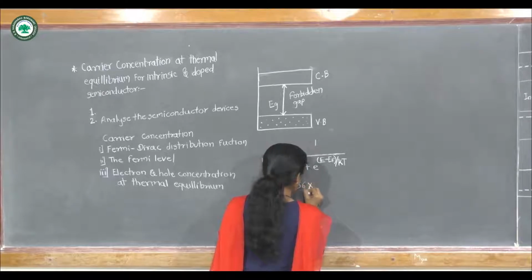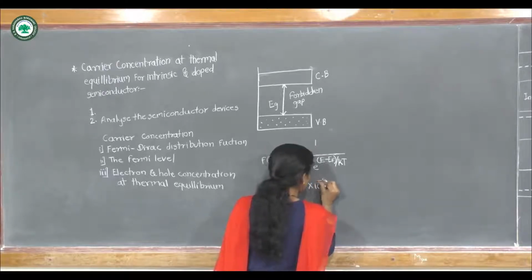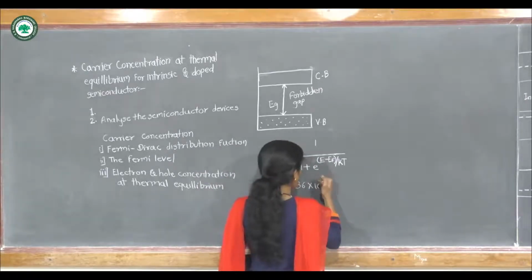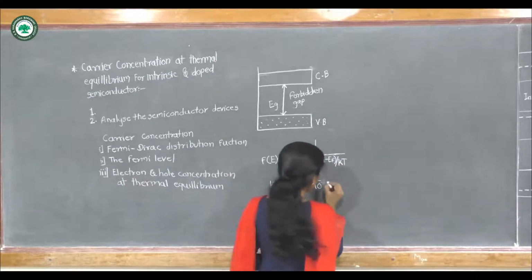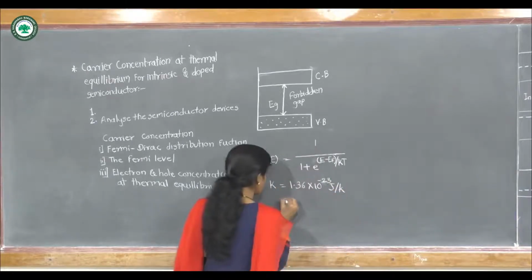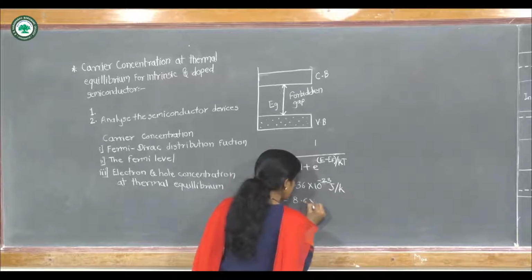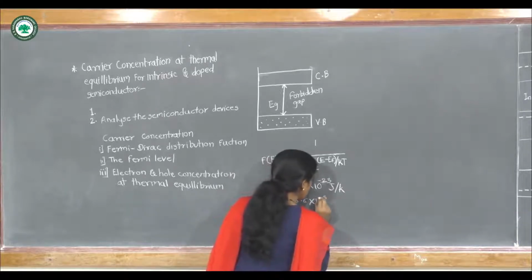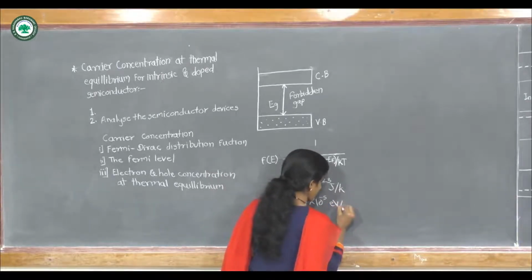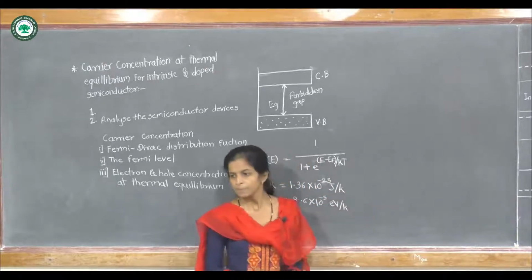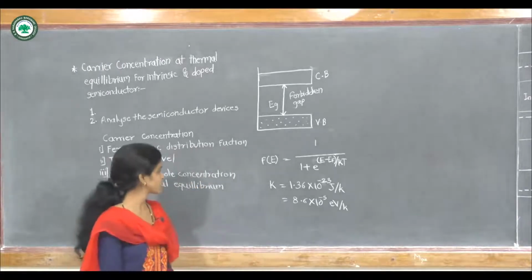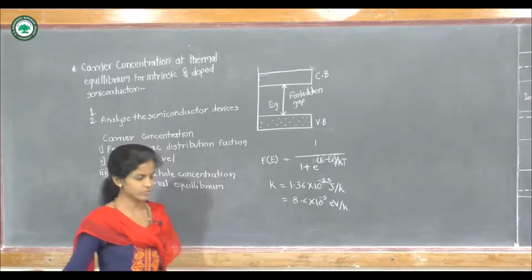which has the value 1.38 into 10 raised to minus 23 joule per K, or it has the value 8.6 into 10 raised to minus 5 electron volt per K. So one has to discuss three different situations for this Fermi-Dirac distribution function.